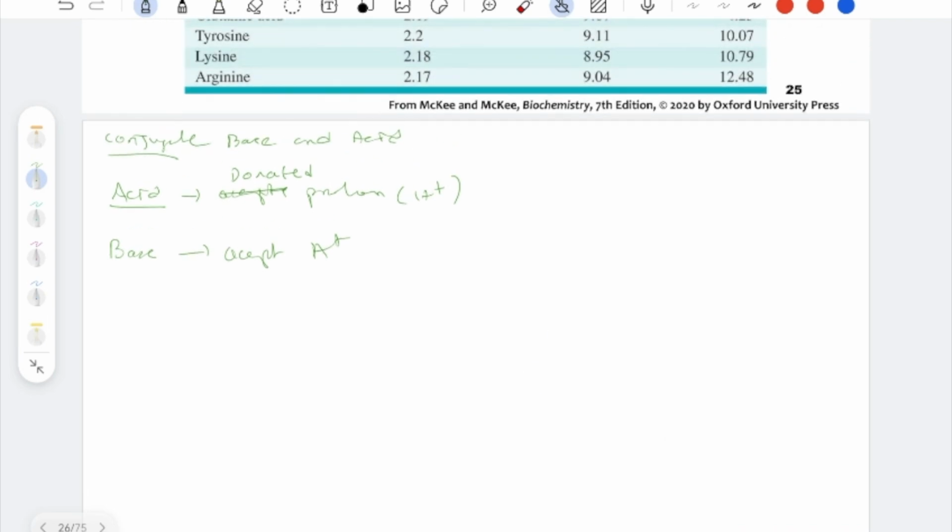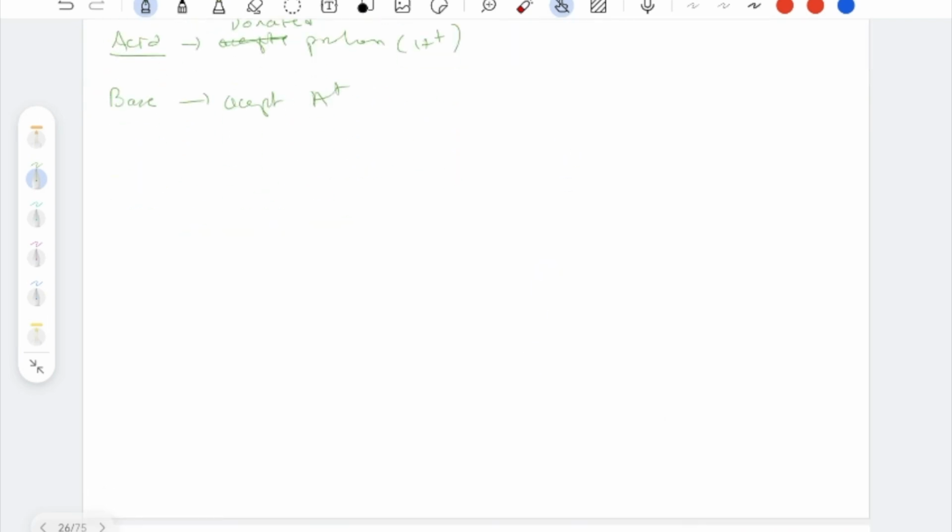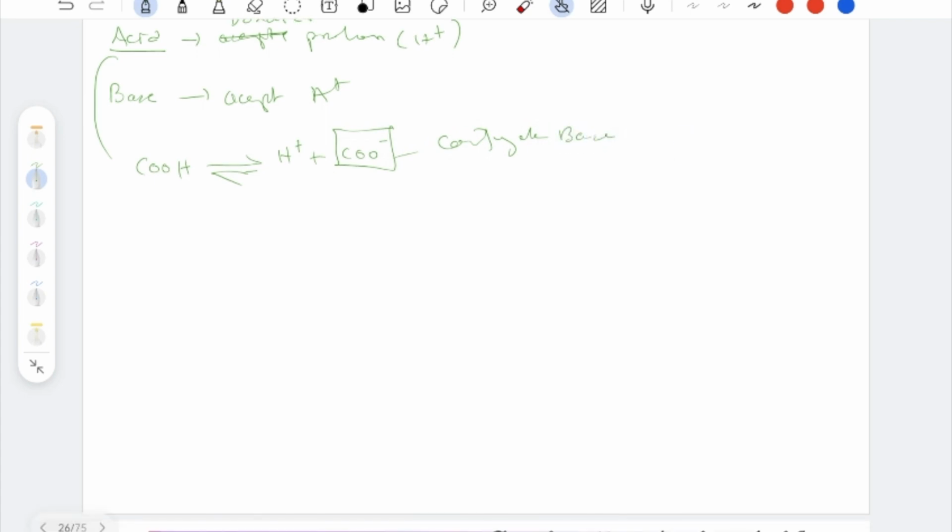So how is this related? Let's take an example for an acid, like carboxylic acid. We said that it donates a proton, H plus, and it's going to result in COO minus. Now, this COO minus is what we call a conjugate base. It lost a proton. And for the base, we have an example like NH2. We said bases accept protons, so plus H plus, and we're going to get NH3 plus. This NH3 plus is an acid.